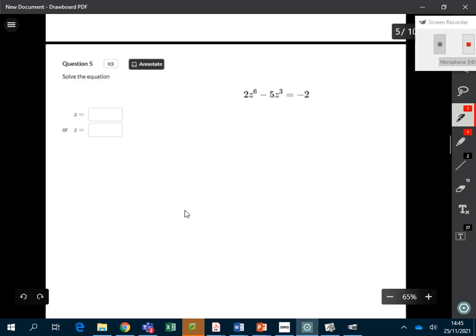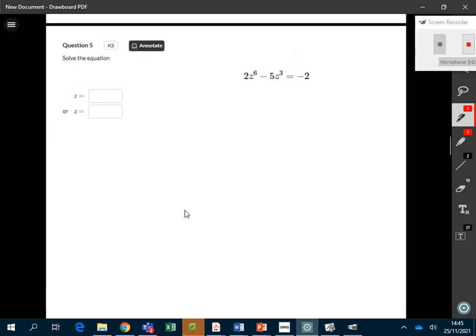Question 5. So solving this equation. Now the trick here is we've got a power, z to the 6, and then another power here, z cubed, and you'll notice that this power is twice this power, and then we've also got a constant term. So hopefully this kind of pattern suggests to you this is a disguised quadratic. So if we write that as 2z to the 6 minus 5z cubed, and then plus 2 equals 0. So because it's quadratic, we're going to get it equal to 0.